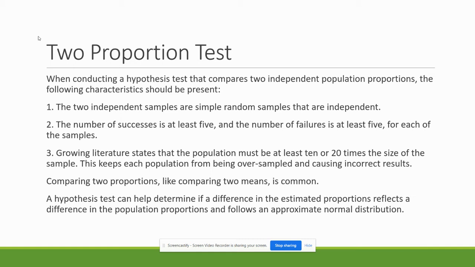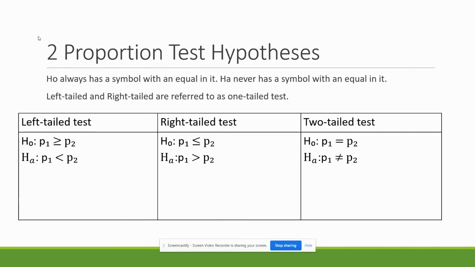Comparing two proportions is a lot like comparing two means. A hypothesis test can determine if the difference in the estimated proportions reflects a difference in the population proportions, and it's going to follow an approximate normal distribution. So it's going to follow that normal distribution curve like what we saw in one proportion test.